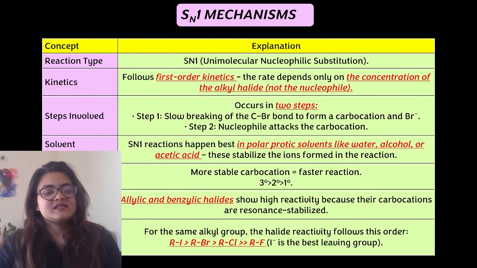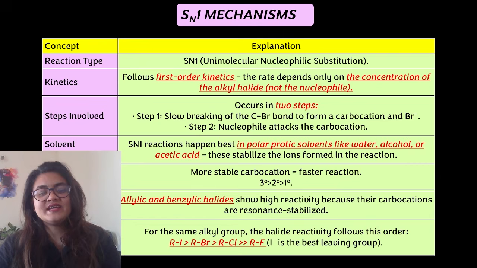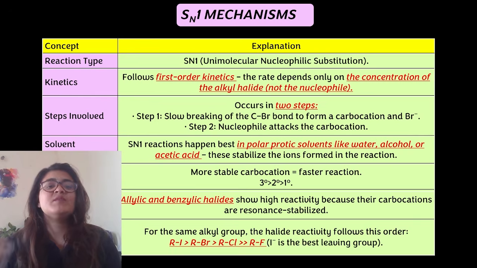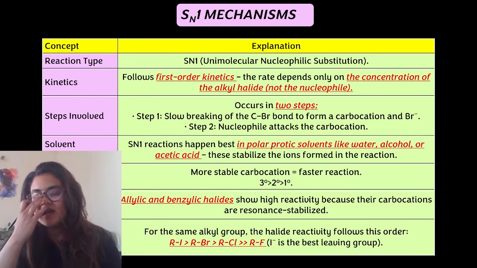Carbocation stability also matters. If it can form a more stable carbocation, definitely the reaction will be faster. Allylic and benzylic halides show higher reactivity. Why? Because the carbocation gets some extra stability because of conjugation, right? Now halide reactivity: definitely RI, then RBr, then RCl, then RF, because I minus is the best leaving group. I guess it's clear to you.